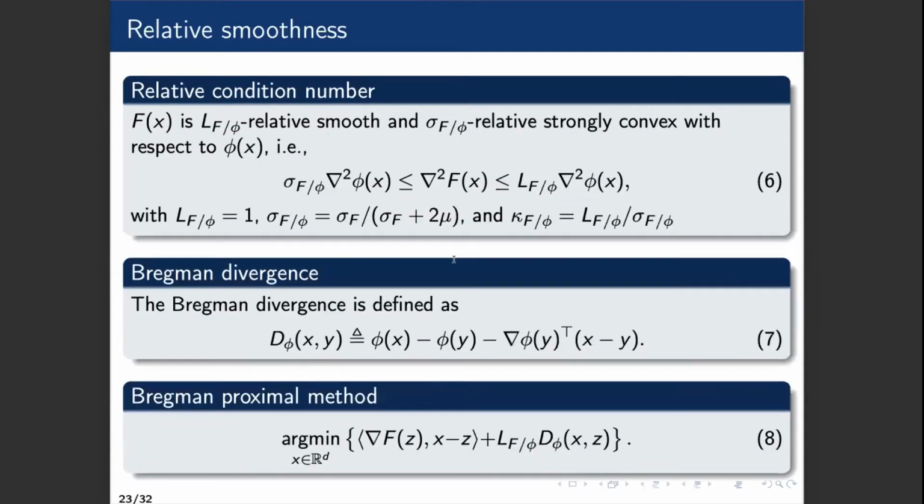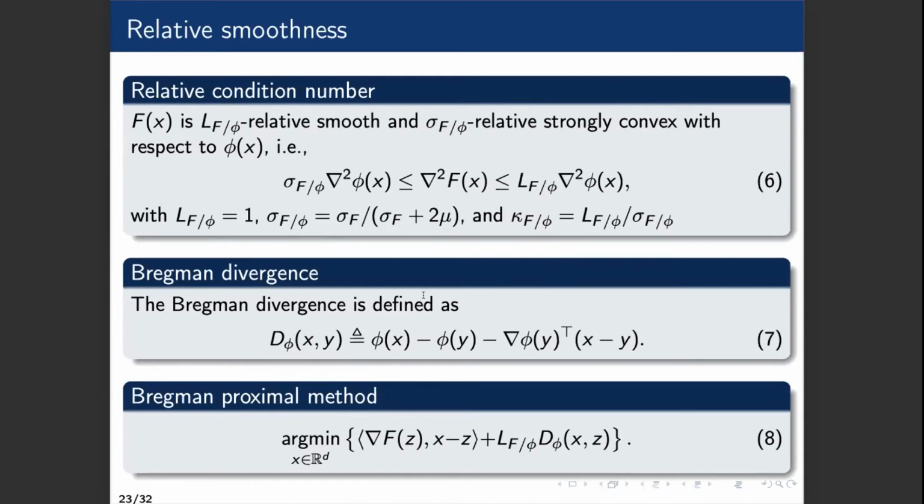So it can be proved that f of x is L_f, sigma relatively smooth and relatively strongly convex. So like this, inequalities can be written with these constants. And this means that we can use the Bregman proximal method with this L_f, and also we can assume all of this strong convexity, and this leads us to our method.